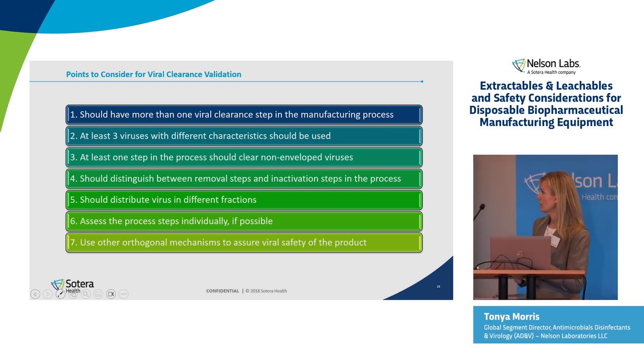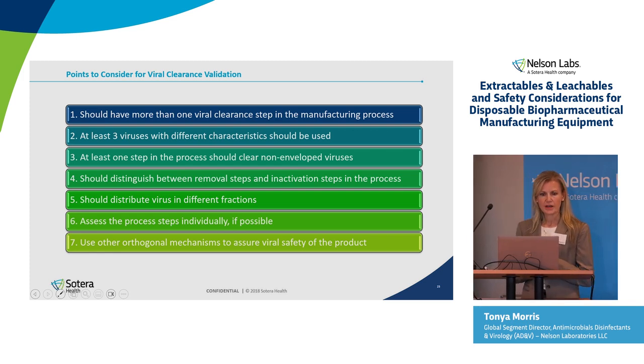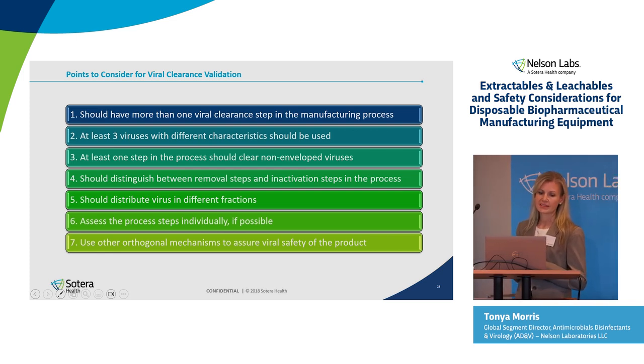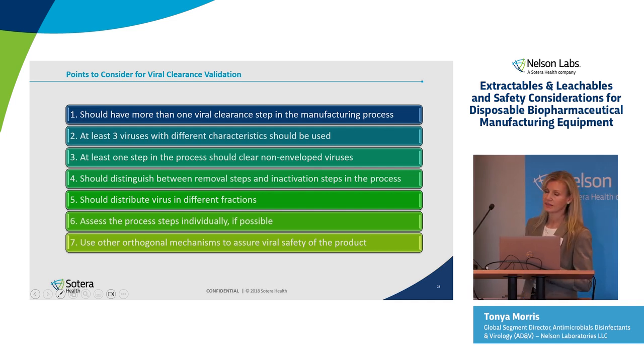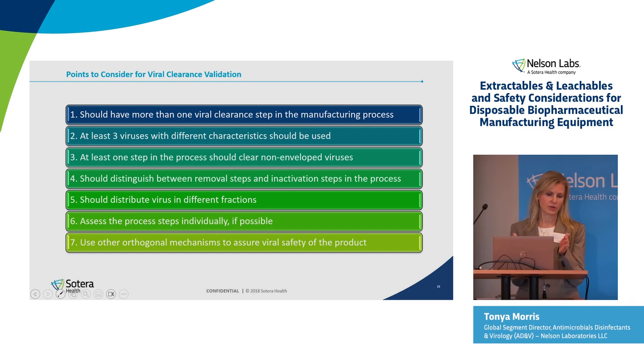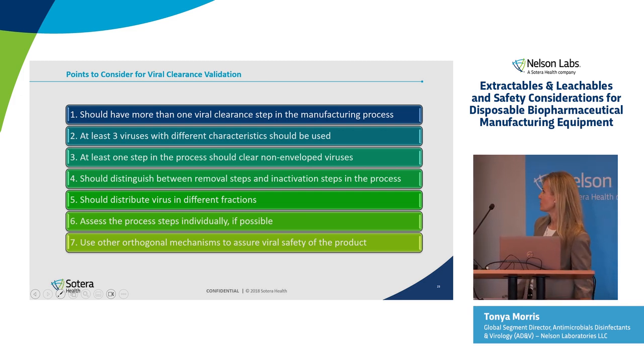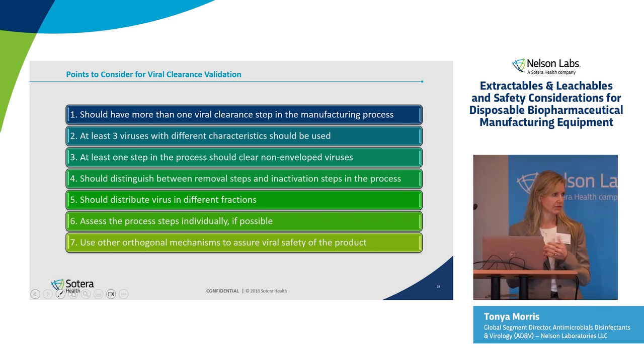You should distribute viruses in different fractions, so identifying those key viral removal steps will help you do that as well. And then assess the process steps individually if it's possible. So best case is to really single out those clearance steps and just remove that part of the process instead of having it go through an entire process. And then use orthogonal mechanisms to assure viral safety of the product, which were all the other methods we talked about with regards to viral safety.